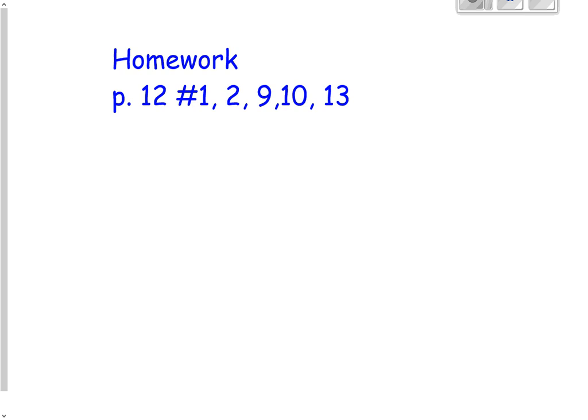All right, a little bit of homework, not a lot. Page 12, questions 1, 2, 9, 10, and 13 on whether or not something is a function.